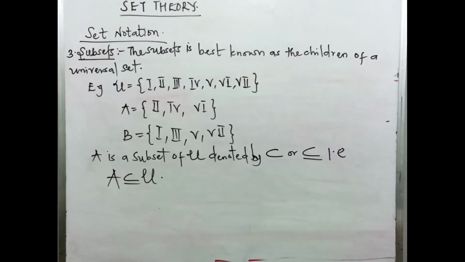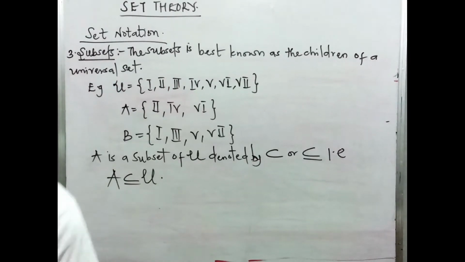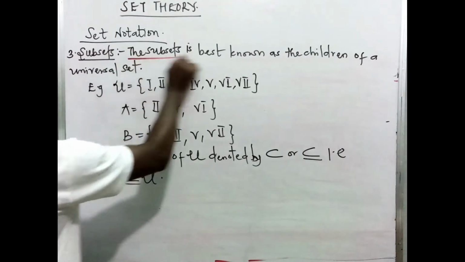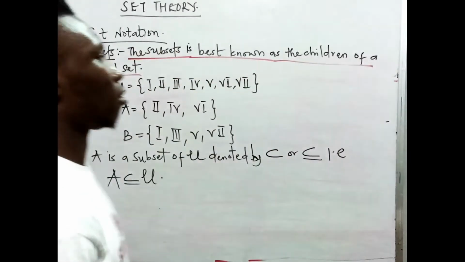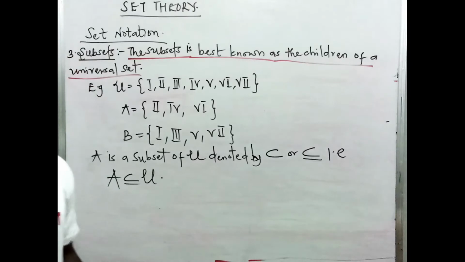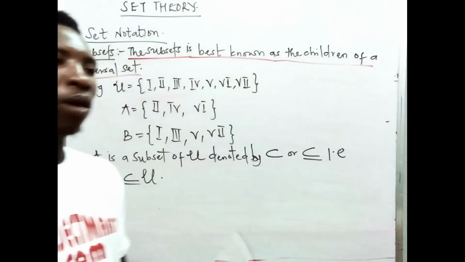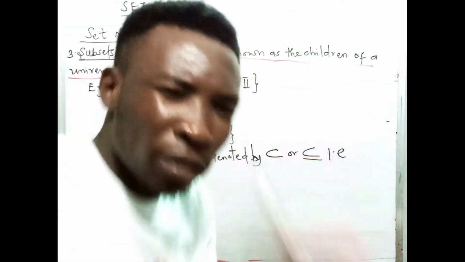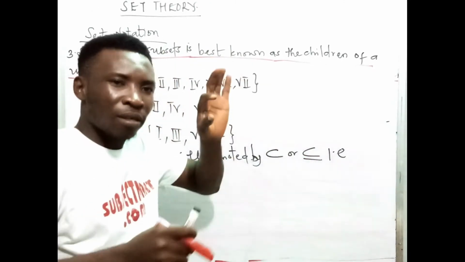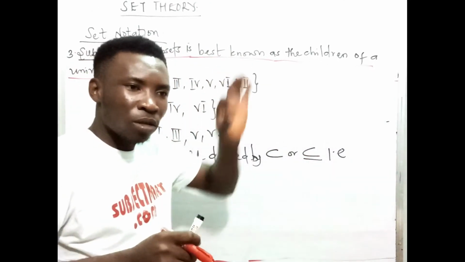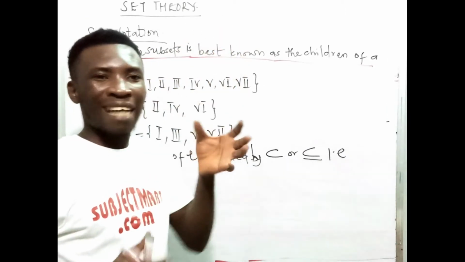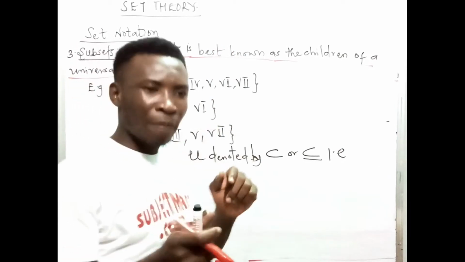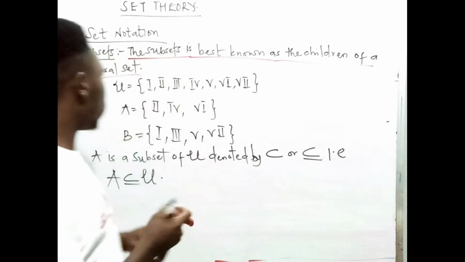Now, going further, we have the subset. The subset is best known as the children of a universal set. Why am I calling them children? I'm calling them children because the subset is brought or picked from the universal set. That is why I best describe it as a child, the children of your universal set.